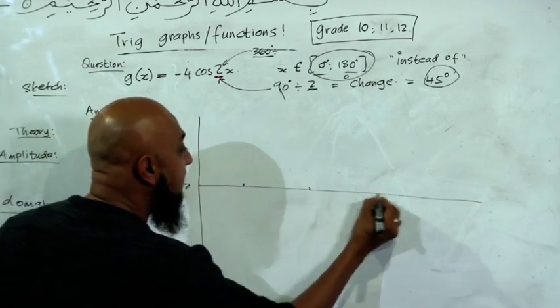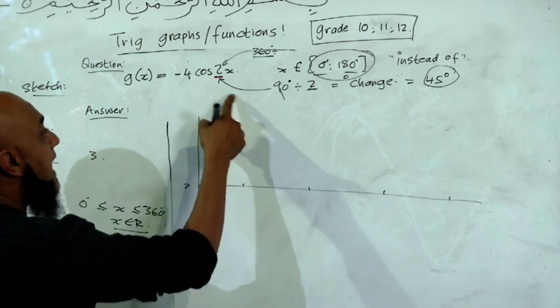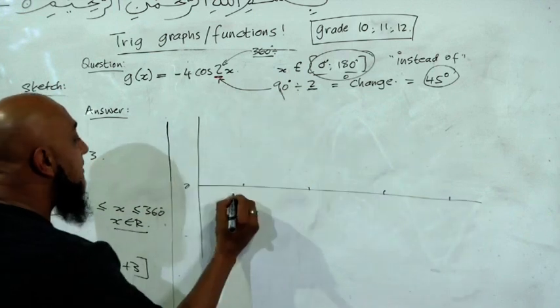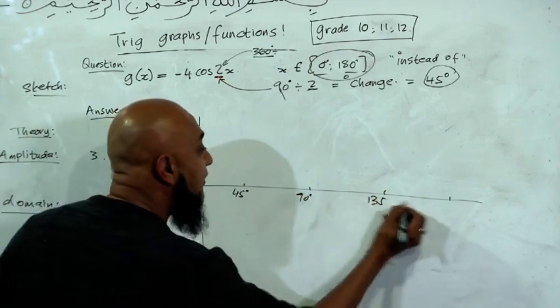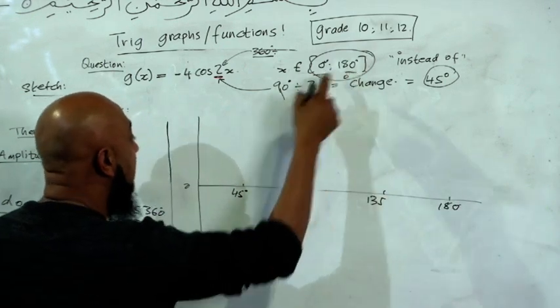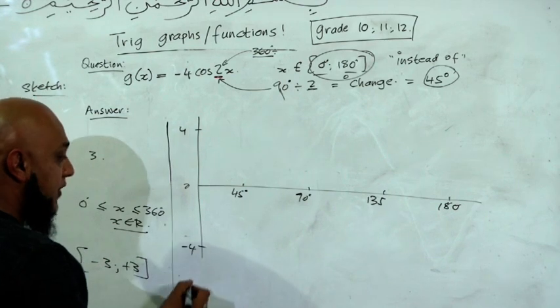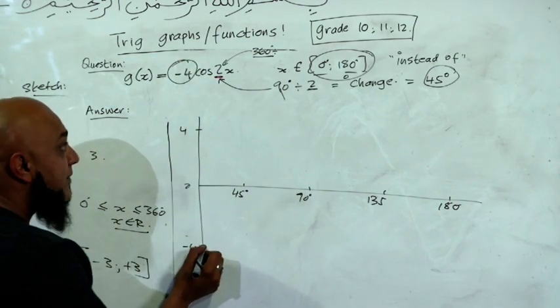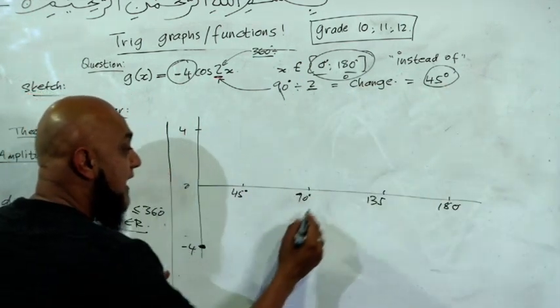0, 90, 180, 270, 360. In fact, now 90 degrees divided by 2 means it's every 45. So 45, 90, 135, 180, and that's what they said, 0 to 180. It's a cos graph, so that's 4 and that's minus 4. It's negative, so we start off at negative 4. 90 divided by 2 is equal to 45. That means every 45 degrees the graph would make a change.